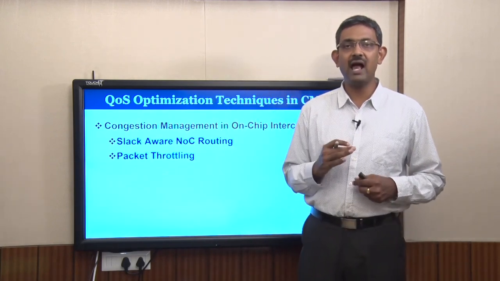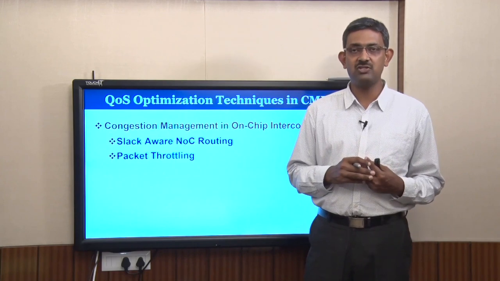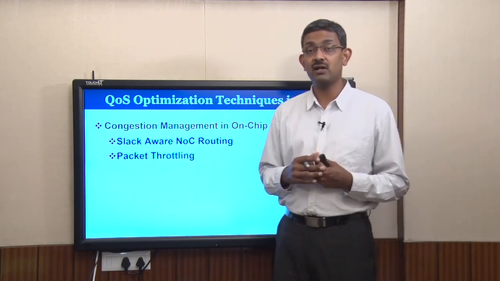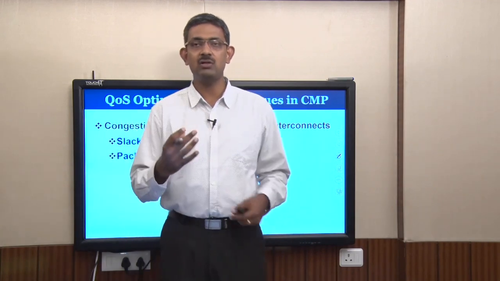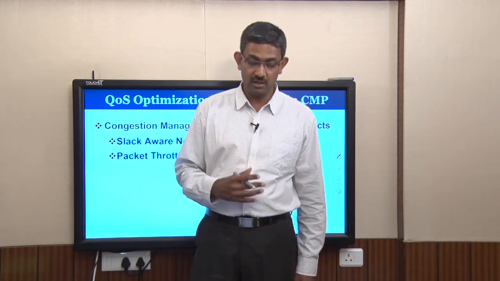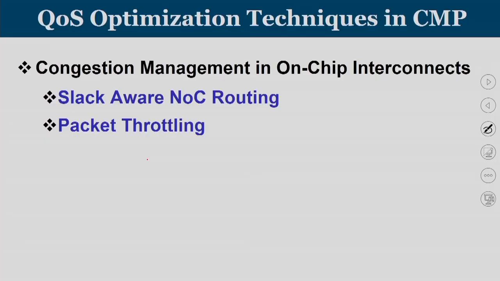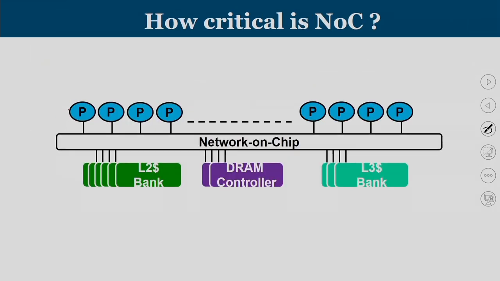So with the background that we have, a fair idea of storage on chip and a fair idea of interconnect on chip, these papers will give you a better idea about how you can improve quality of service. So we will try to look into the aspect of congestion management in on-chip interconnects. The first one is going to be slack aware routing, and the second one is called packet throttling.